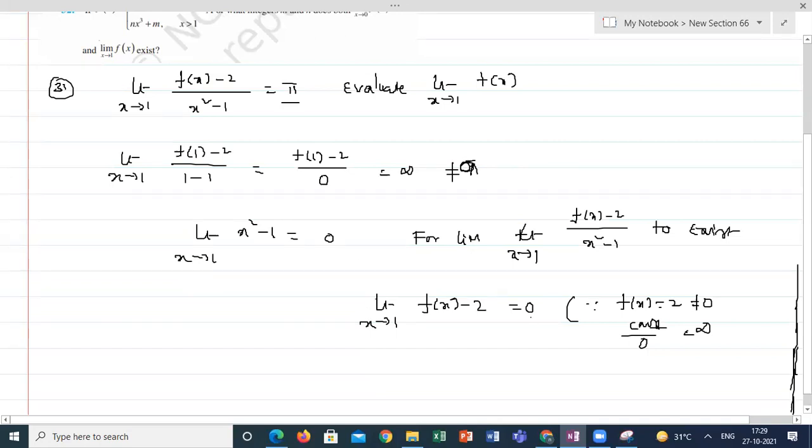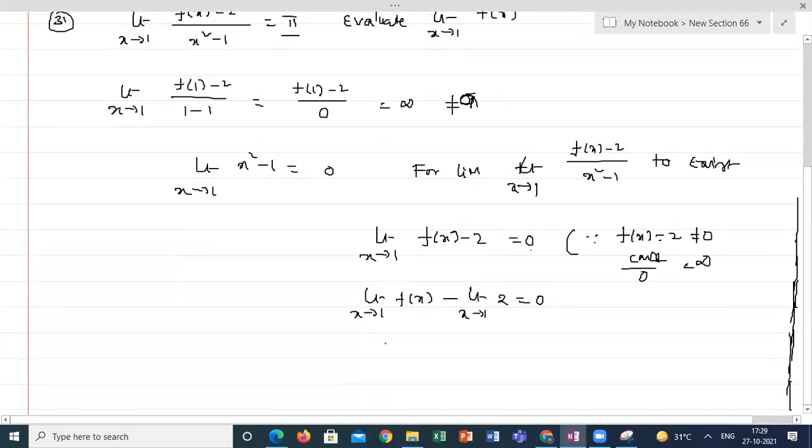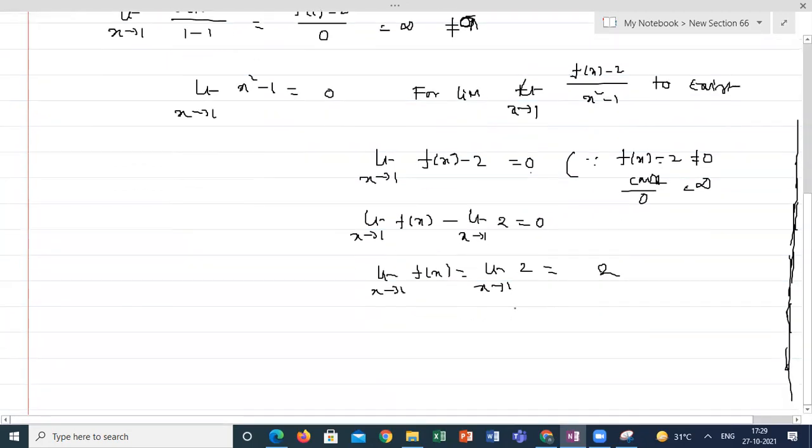From here, what can I do? How to calculate this one? Limit x tends to 1, f of x minus limit x tends to 1, 2 is equal to 0. Limit of a constant is the constant only. So limit x tends to 1, f of x will be equal to limit x tends to 1, 2. The answer is 2. So limit x tends to 1, f of x will be equal to 2. This is how we can discuss this question.